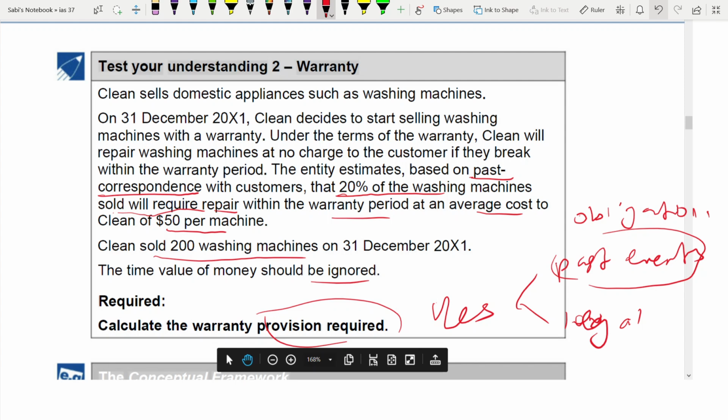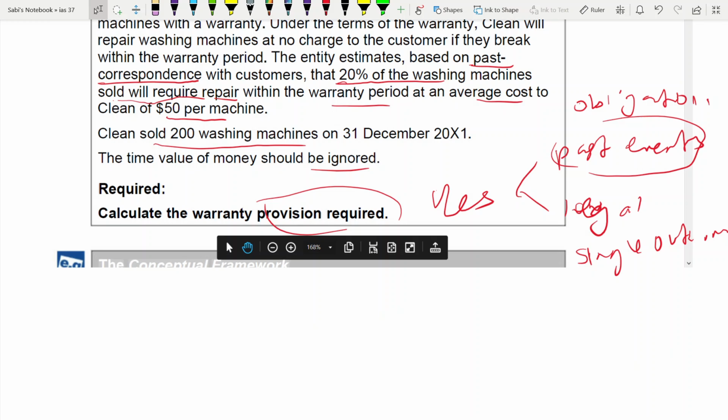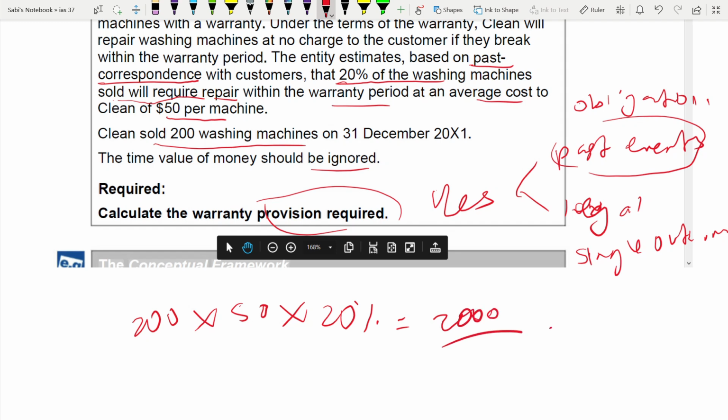So the best estimate would be what? This is based on expected value. Because this is a warranty, remember? Unlike a court case where you can give 80% of winning, 20%, which is a single outcome, here it's based on expected value. So how do you calculate? It's very simple. You are selling 200 machines, cost per machine is 50, and what is the percentage that requires repair during the warranty period? 20%, which will add up to 2000. This is the warranty provision. As simple as that. Now let us move on to the derecognition of provision.